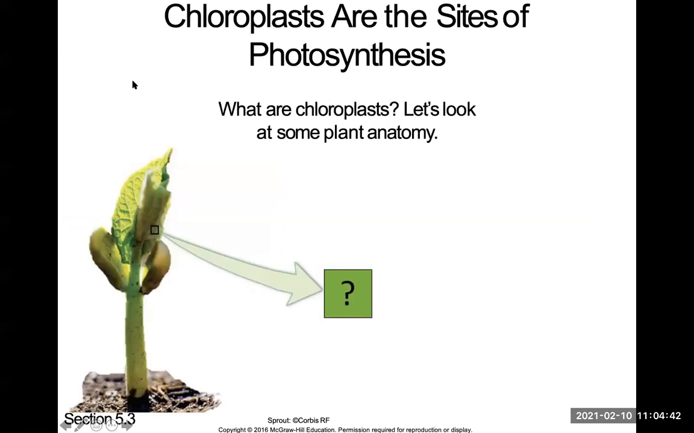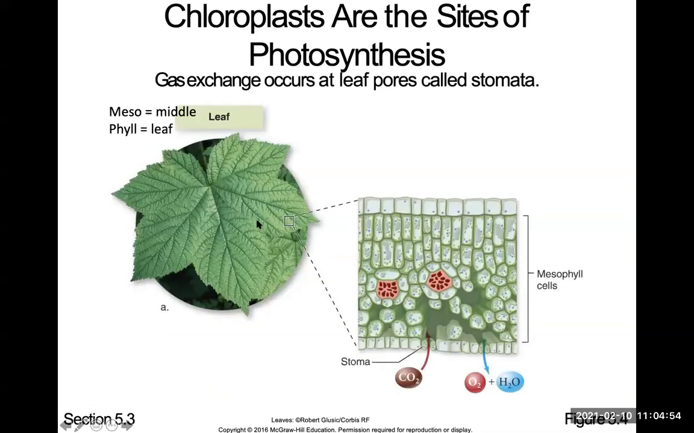Now, next thing we're going to do, we're going to go into some plant anatomy. So we're going to start seeing where all this is happening. So we have a plant here and we have a leaf here. You cut a section of the leaf. This is the top and this is the bottom. In the middle, you have these cells. These are called mesophyll cells. Meso means middle. Phyll means leaf. So those are just some cells found in the middle.